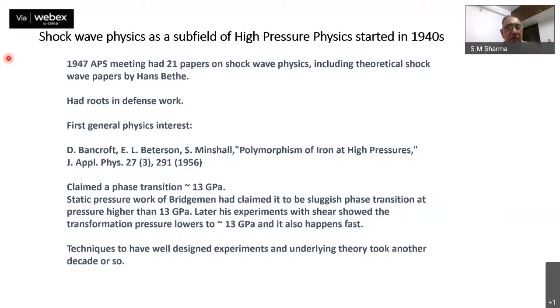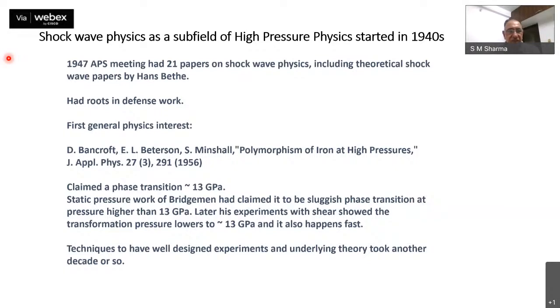Based on some of the work of the shockwave physics, there were inputs into what one calls the first nuclear fission device, which was tested in 1945. So the field of high pressure physics has in some ways been viewed as related very closely to the defense work or nuclear work.